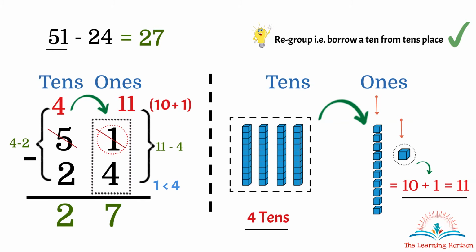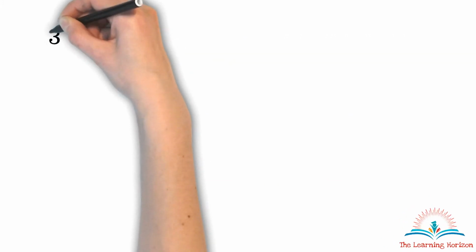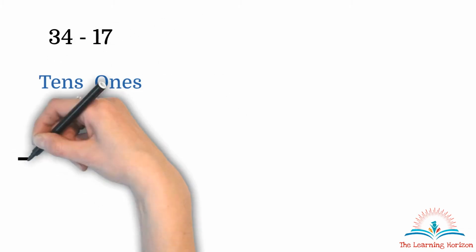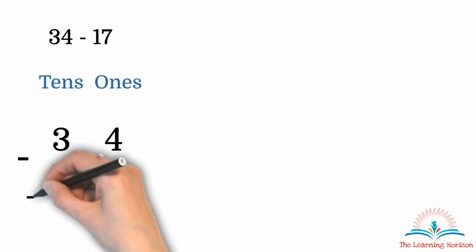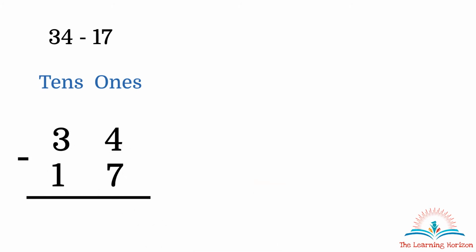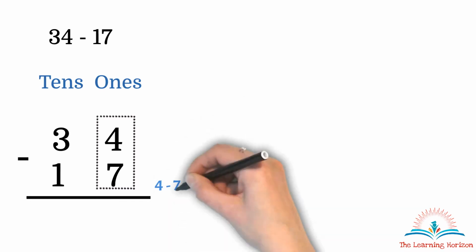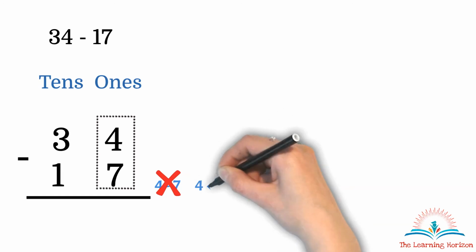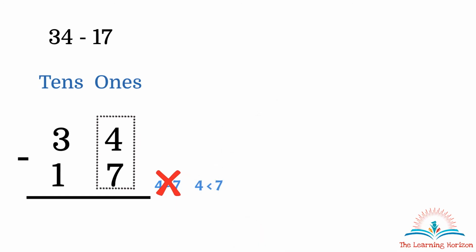We will look into a couple of more examples for subtraction with regrouping. 34 minus 17. We will line up the numbers one below another into tens and ones column. We will first subtract the numbers in the ones column. That is 4 minus 7. Which is not possible since 4 is less than 7. So we will borrow a 10 from the tens place.